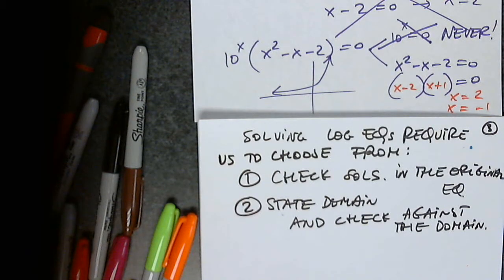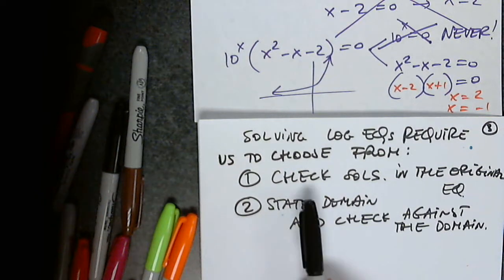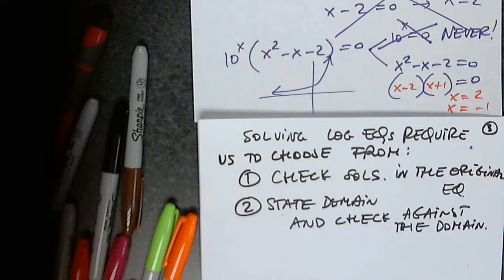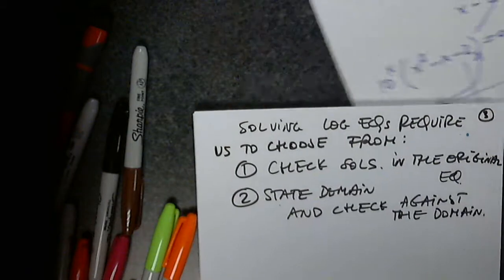Which one do you think I will go for? Domain. Yes, it's easier. However, sometimes checking solutions will be easier. But most of the time, I think stating the domain is easier. Now, also, I know at least some of my flaws, and one of them is I may forget to go back and check. But if I state the domain, I will not. Or the chances that I will forget to go back and check against the domain are less. Okay, but that's me. It's up to you.